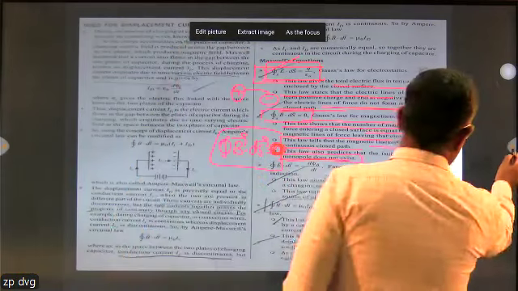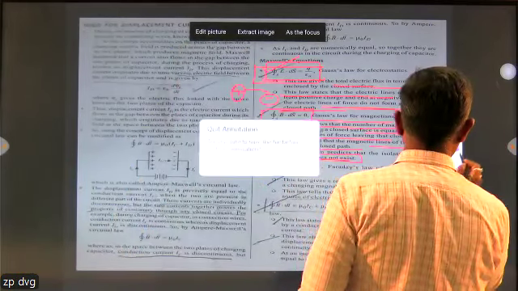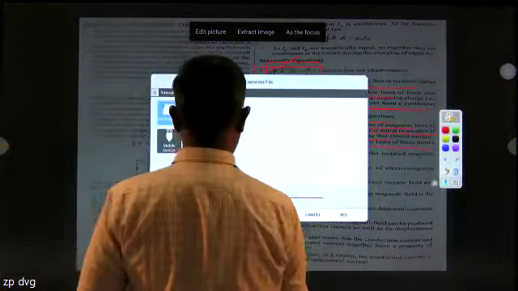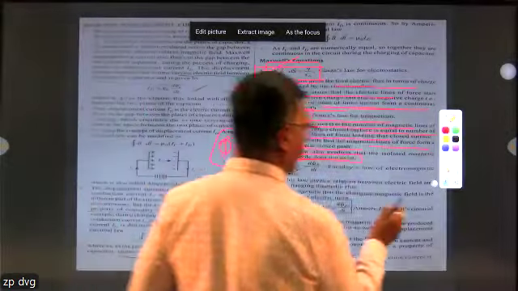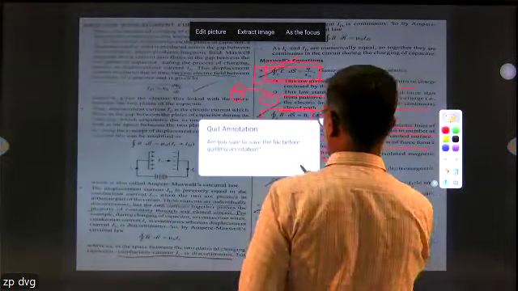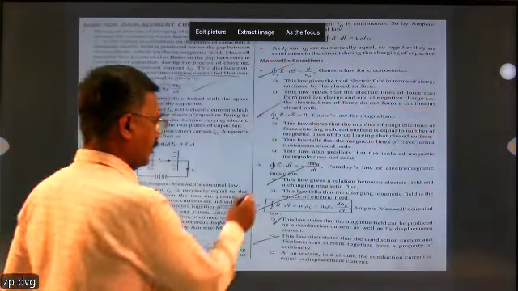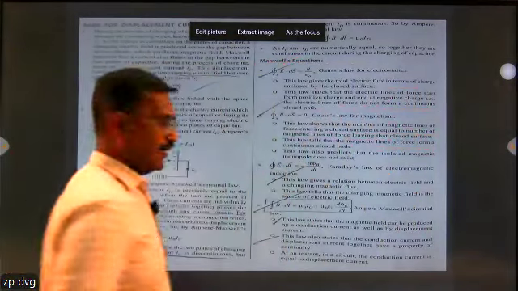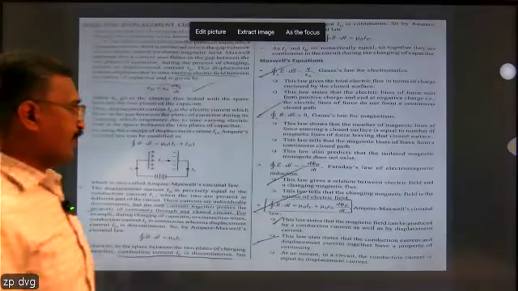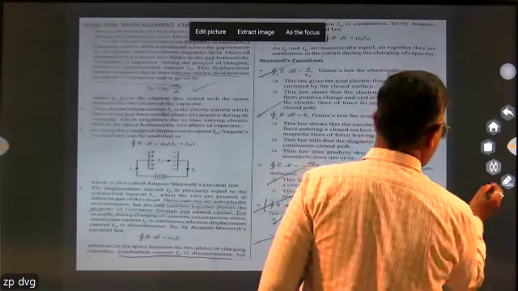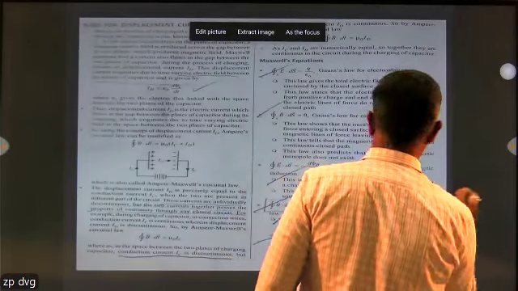The next Maxwell's equation is Faraday's law. The next Maxwell's equation is Faraday's law of electromagnetic induction. What is Faraday's law of electromagnetic induction? The induced EMF is equal to the time rate of change of magnetic flux.